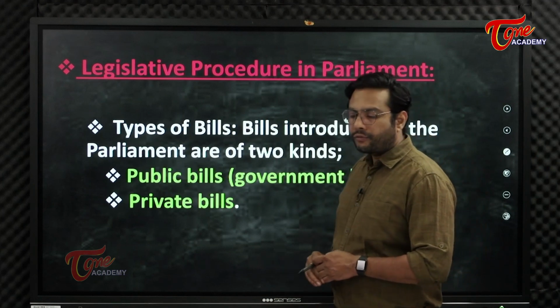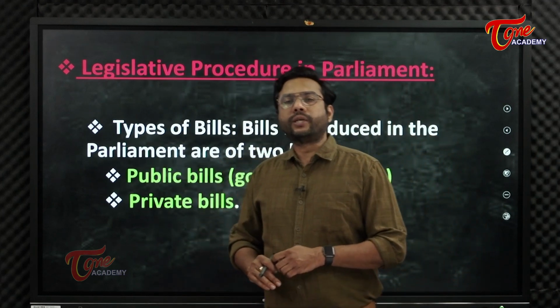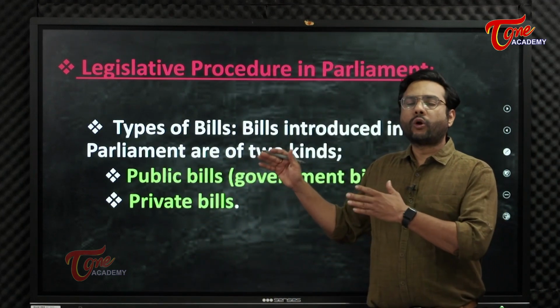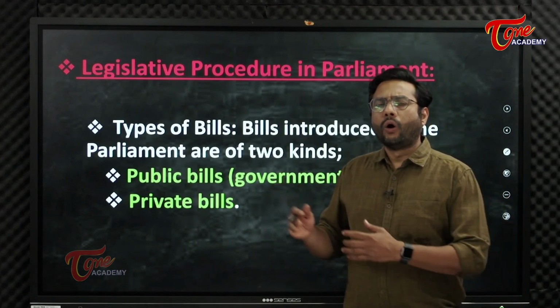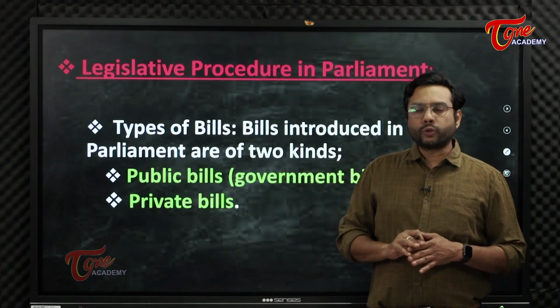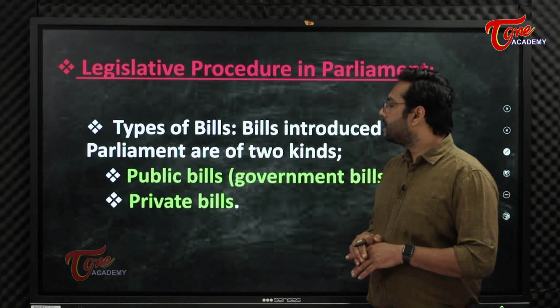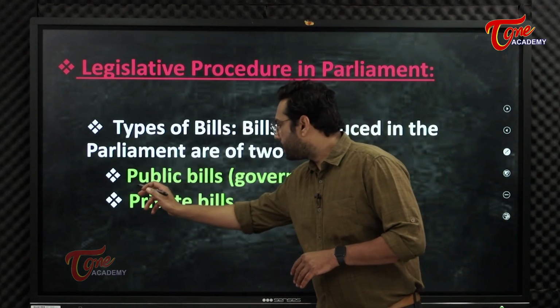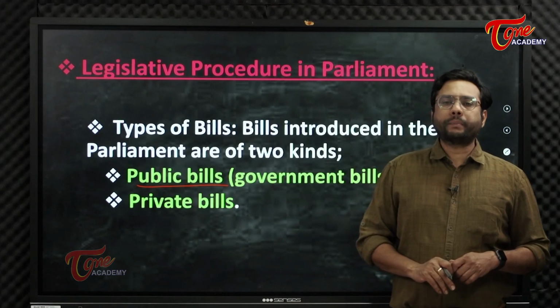So what kinds of bills do we have? In general, before getting into ordinary bill, money bill, financial bill, or constitutional amendment bills, the bills are of two types. One is public bill and one is private bill.